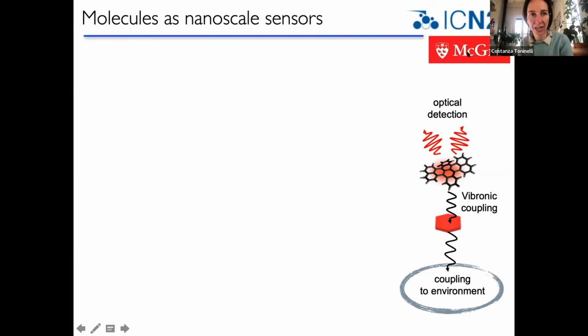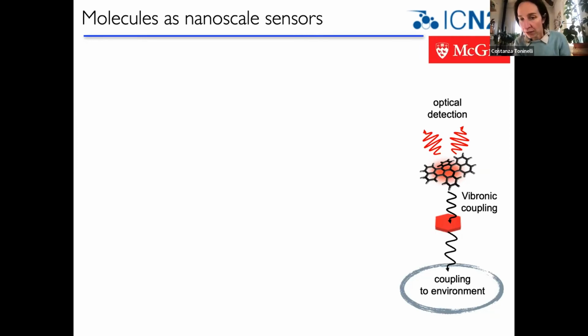Now, the third application I wanted to mention is not based on molecules as single photon sources, but rather as nanoscale sensors. And this work is done in collaboration with David and Clivia at ICN2. And I'm super excited about our preliminary results, which can really be a new research line triggered by these results.